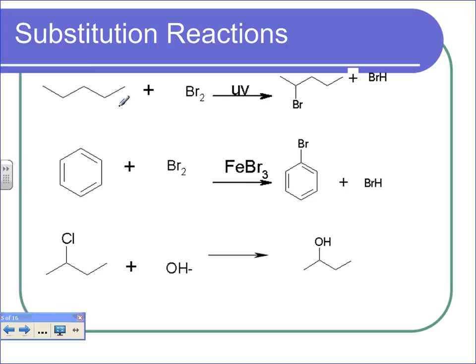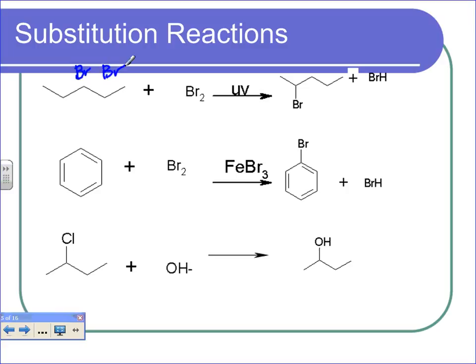And the reason that the UV light is needed is because an alkane on its own is not very reactive. So the carbon-hydrogen bonds are strong and will not easily be broken, unless something really reactive comes along. So what the UV light does is it actually cleaves the bromine-bromine bond.